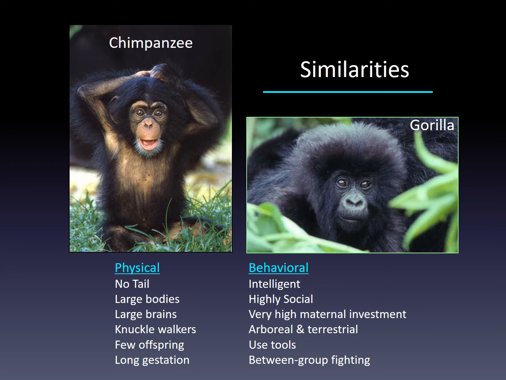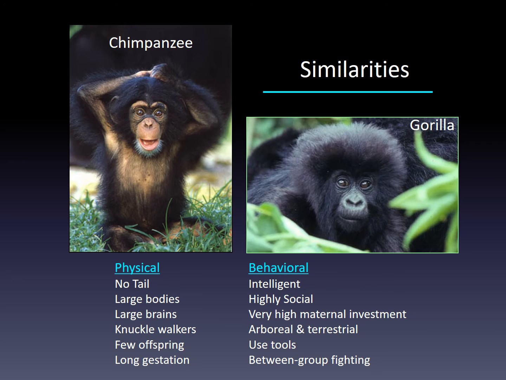And this is despite many similarities. So here's a chimpanzee baby on the left and a gorilla baby on the right. Oh my God, they're so cute. So some physical similarities are that they're both great apes, so they don't have a tail. They're large-bodied apes. They have big brains. These are really smart species of animals. They're knuckle walkers, meaning they walk on all fours.